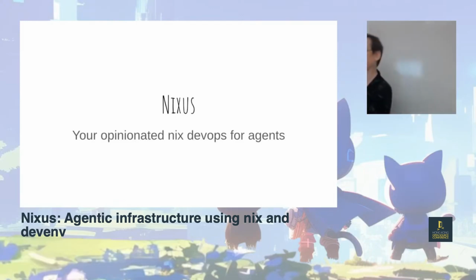So I'm going to be talking about opinionated AI infrastructure setups. I call it Nixus, but it's just Nix plus devenv. Because I'm trying to do this as an opinionated system, I decided to give it a name and a project on GitHub, which doesn't have anything in it, but just letting you know that it will also be on GitHub eventually.